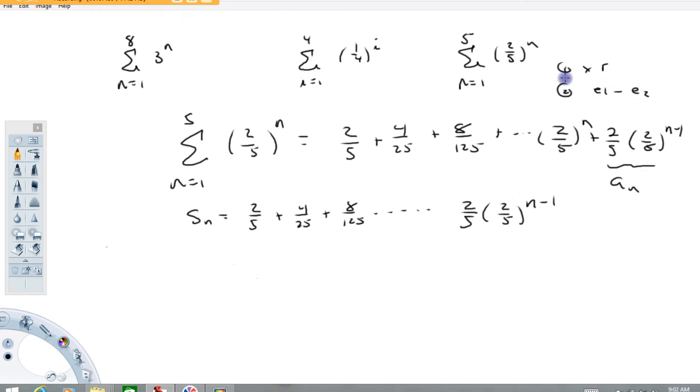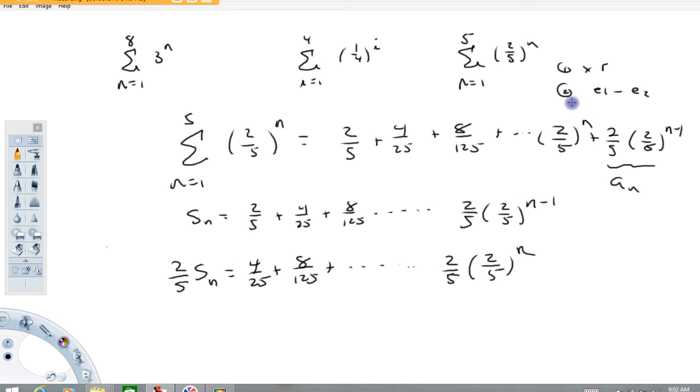Now, we're going to go through the standard procedure here for finding the sum. Multiply both sides by r. In this case, the r is 2/5. So we're going to have 2/5 of s sub n equals, then multiplying by 2/5, first term is going to now be 4/25. Next term is going to be 8 over 125. The very last term here, we're going to have 2/5 times, and when we take this and multiply by 2/5, this term will just be to the n.